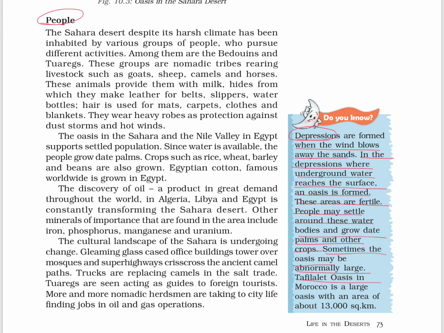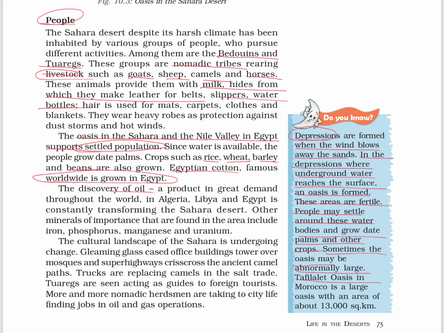Next, let's see the people. The people in the Sahara Desert are Bedouins and Tuaregs. These groups are nomadic tribes rearing livestock such as goats, sheep, camel and horses. The oasis in the Sahara and Nile Valley in Egypt supports settled population. Crops such as rice, wheat, barley and beans are also grown here. Egyptian cotton, famous worldwide, is grown in Egypt.